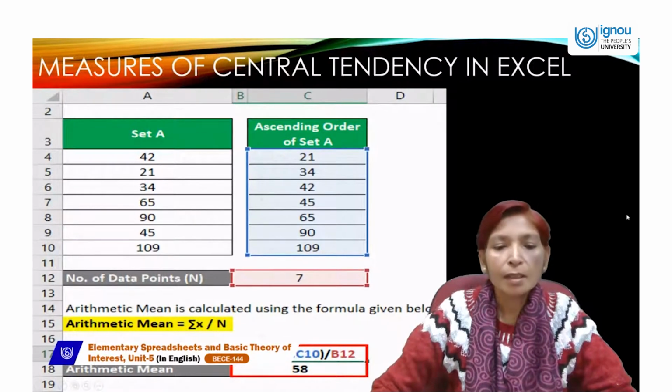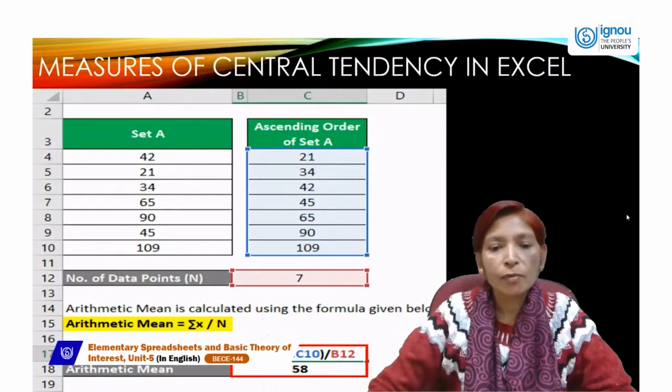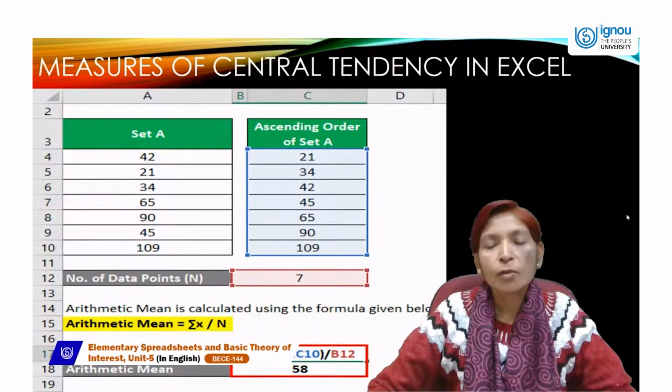Arithmetic mean formula: here SUM is the summation of C4 to C10. It means in row 4 the number 21 is given, in row 5 the number 34 is given, in row 6 the value 42 is given. If we add all these values, that's why it is written in this form. C4 to C10 means cell 4 to cell 10.